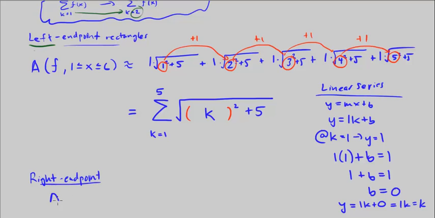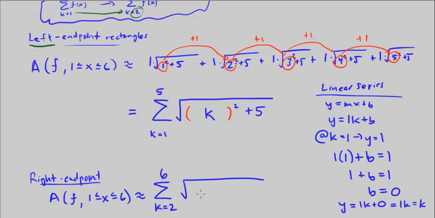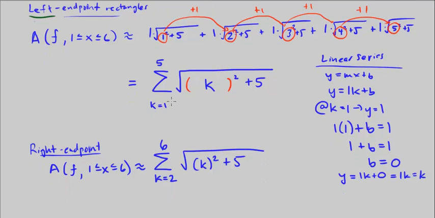It's just going to be the area, the same thing, right? And it's going to be approximately. Now we're going to start at k plus 1. So that's 1 plus 1 is 2. And we're ending at this stopping index plus 1 is 6. And we have the same thing here as our expression. Okay? So let's go ahead and plug these into our calculator to find the sums.